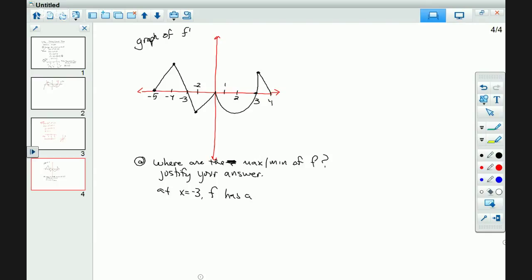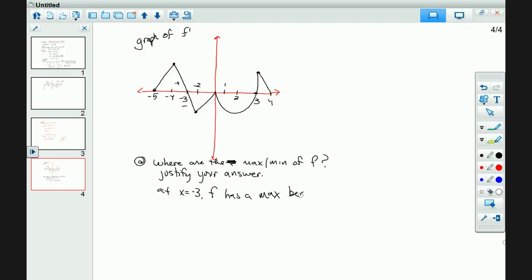Okay, now we're going to be very specific here. We have to have the x value, but we have to specify f. Why? Because we have f prime and we have f. If you just say it, they're going to assume you're talking about the wrong one. Okay, so you have to specify. So is that a max or a min? Yeah, because it goes from positive to negative, right?